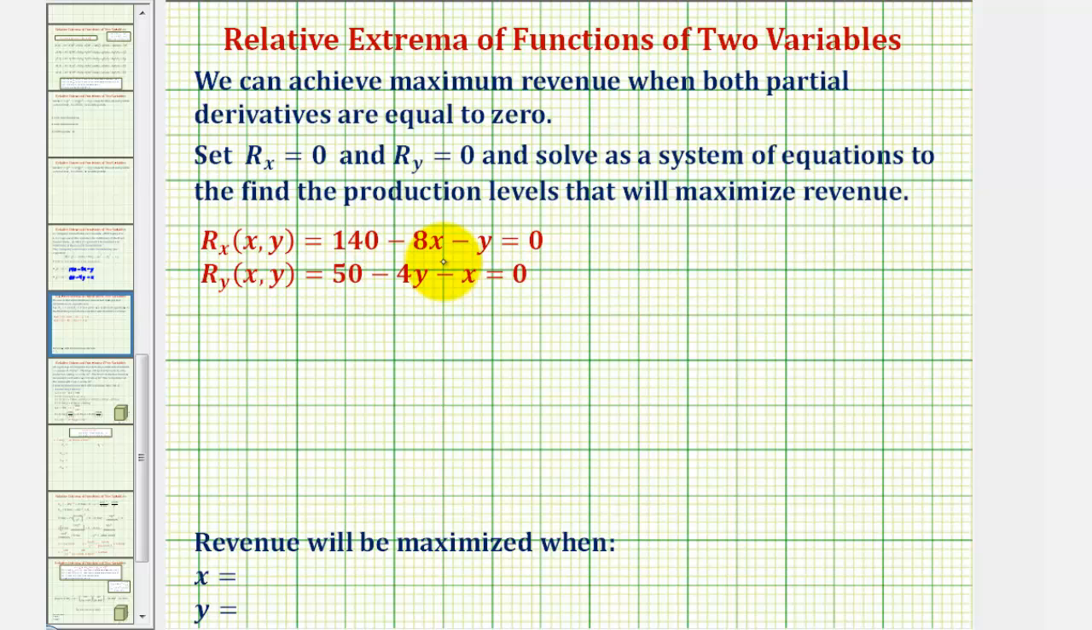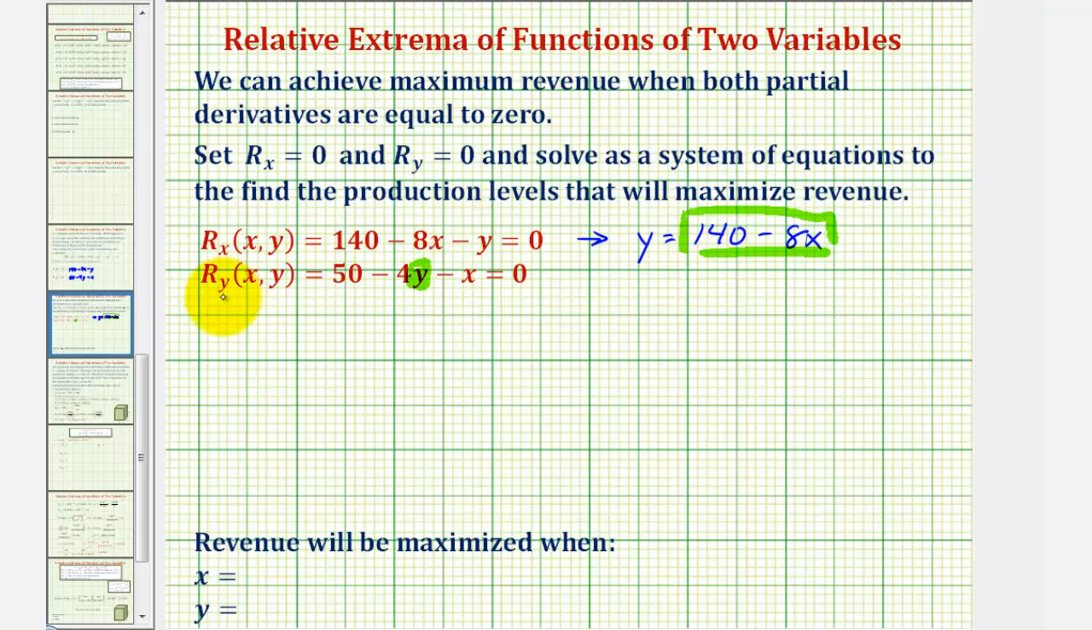So to solve this system, let's use substitution. Let's go ahead and solve this first equation here for y. Notice if we add y to both sides of the equation, we could write this as y equals 140 minus 8x. So now we'll substitute 140 minus 8x for y in the second equation, and then solve for x.